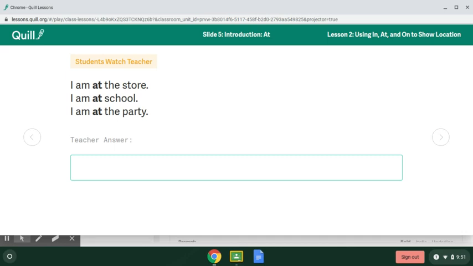Our next preposition is at. So we would use at when we are talking about a specific building or a specific location. I am at the store. I am at school. So the store and school are specific buildings. And then I am at the party. That's a specific location. So I'm at this party. It is a location.